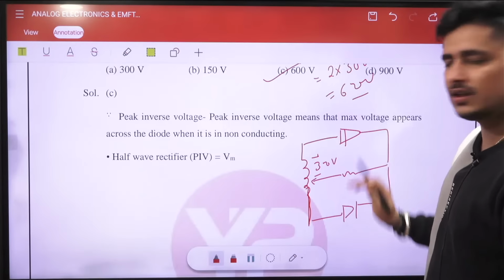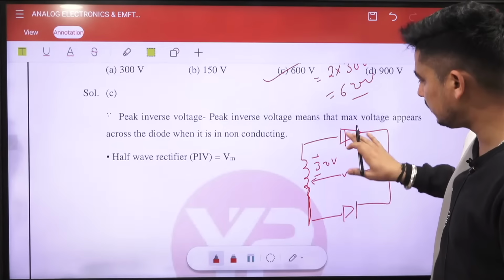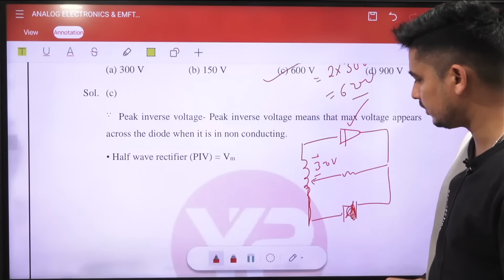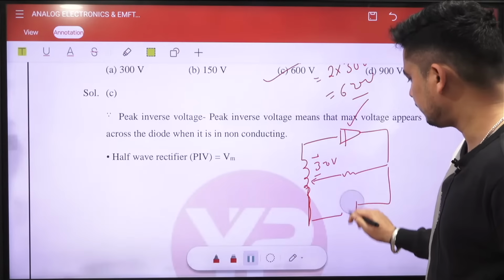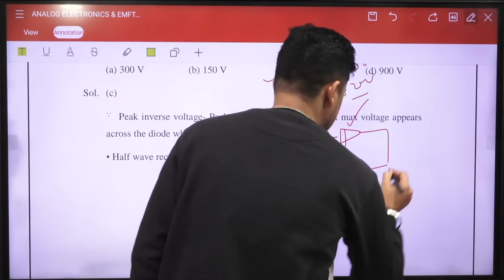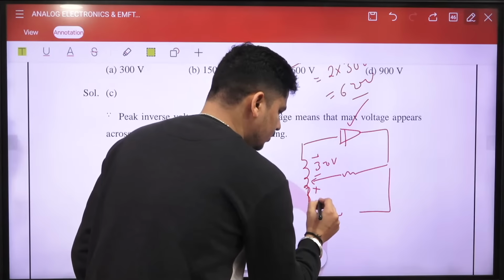Let us take the positive half cycle. In the positive half cycle, the first diode is on and the second diode is off. This diode is off for us. This is off currently. So when it is off, in the center tap transformer, if this is 300, this is also 300.